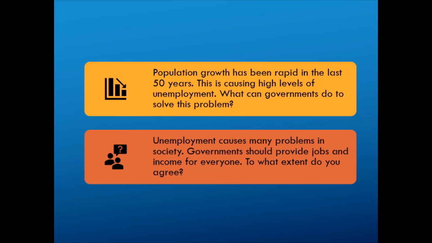Okay, let's try it some more. Population growth has been rapid in the last 50 years. This is causing high levels of unemployment. What can governments do to solve this problem? So what is the topic? What are we talking about here? That population growth has been rapid in the last 50 years. But what is the problem? This is causing high levels of unemployment. Now, what is it asking you to do? What can governments do to solve this problem? Did you get that? So, try the next one.